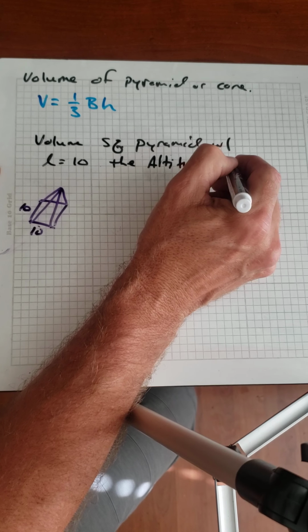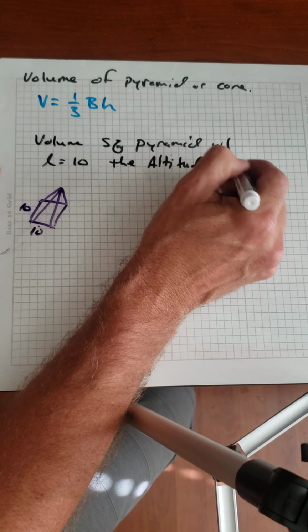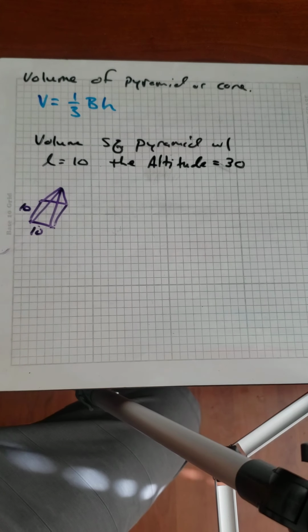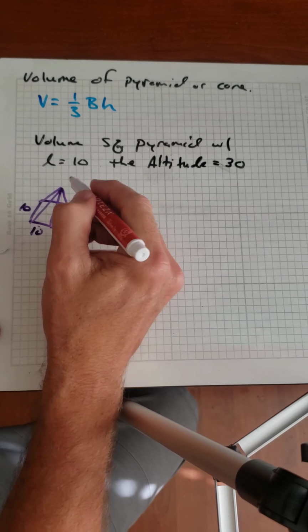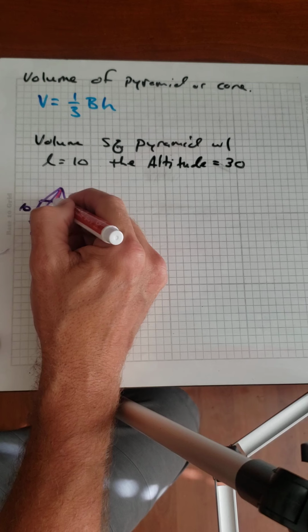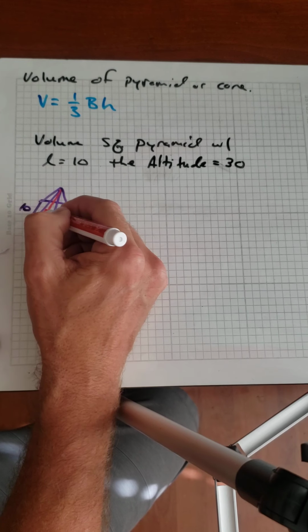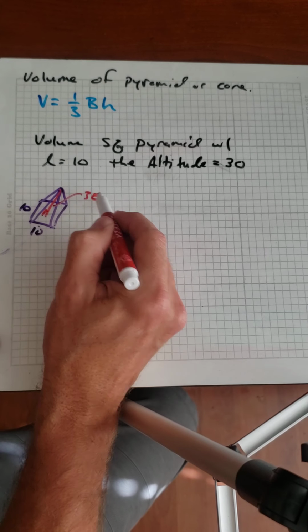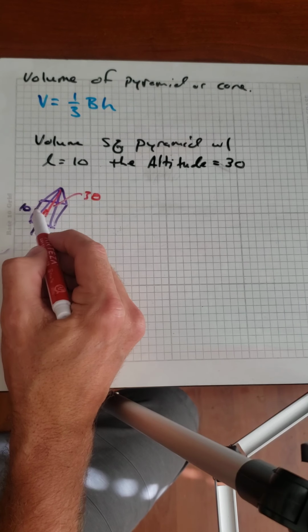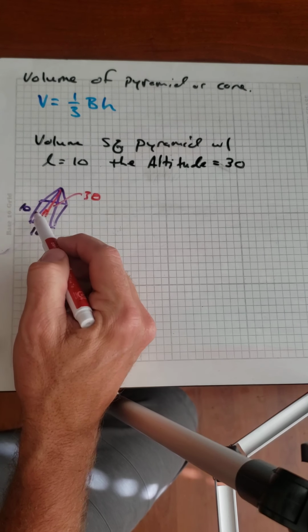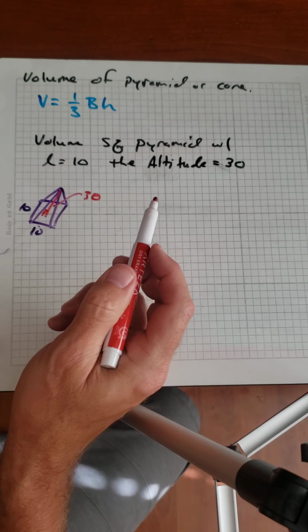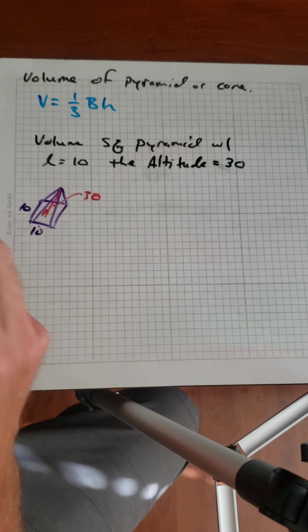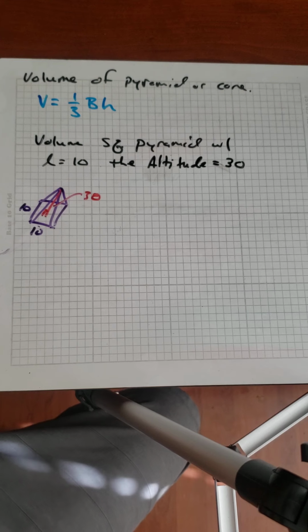That's what we need for volume. Remember, the altitude goes from the peak to the middle of the base at a right angle. So that is what equals 30. So it's not the slant height. Remember, the slant height is used for surface area. Slant height, surface area. The altitude is used for the volume.